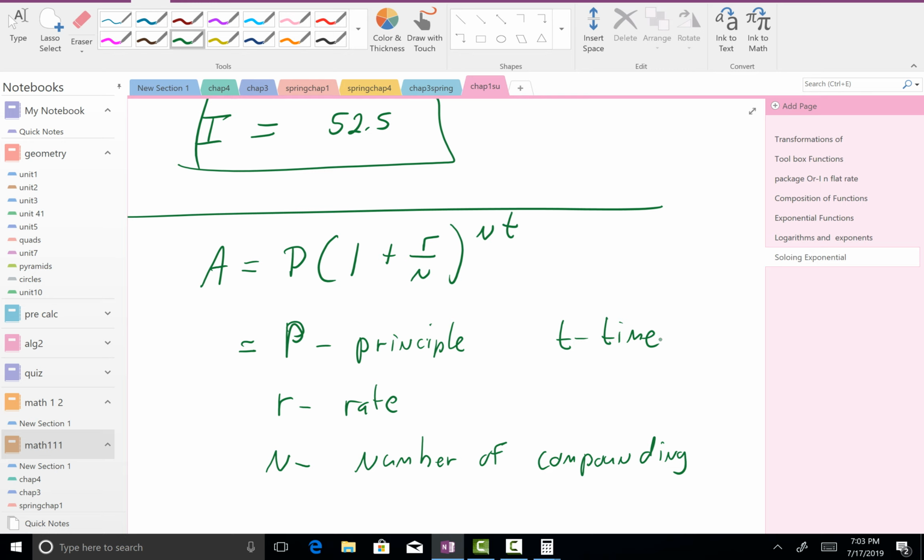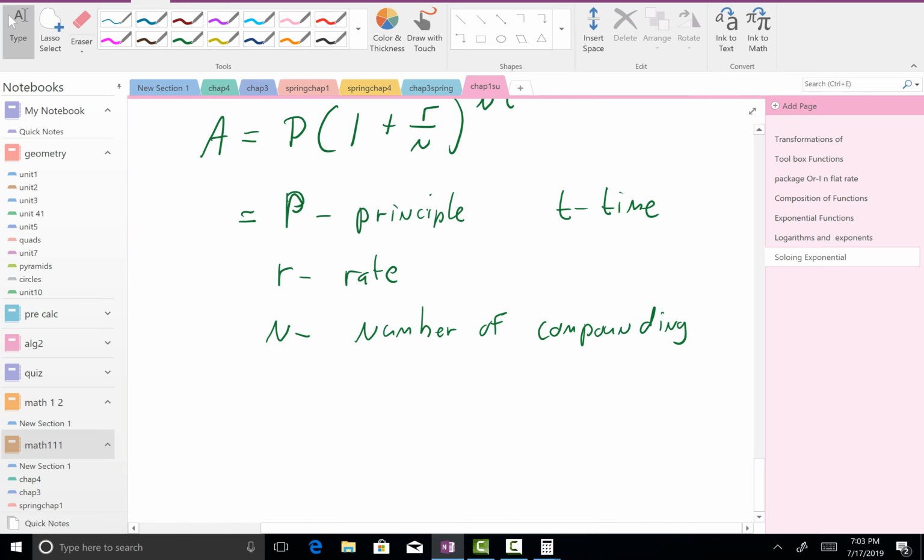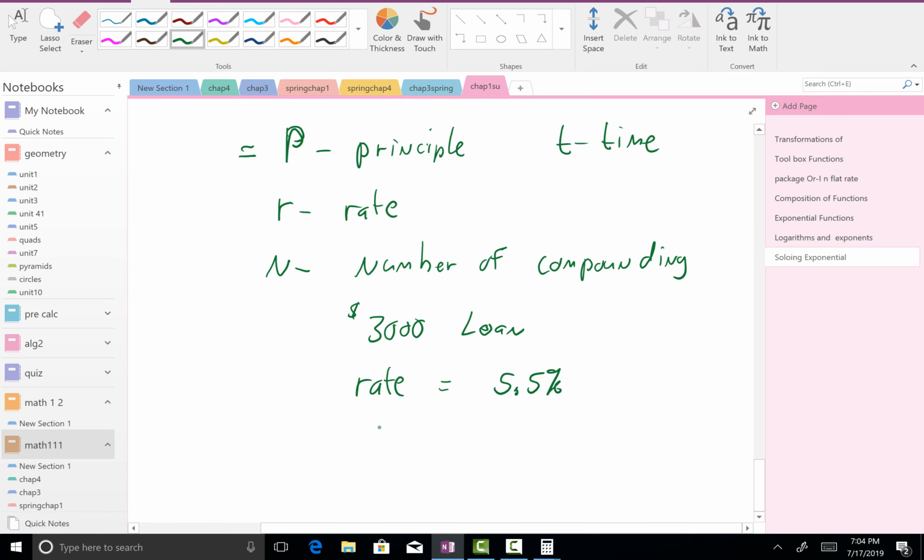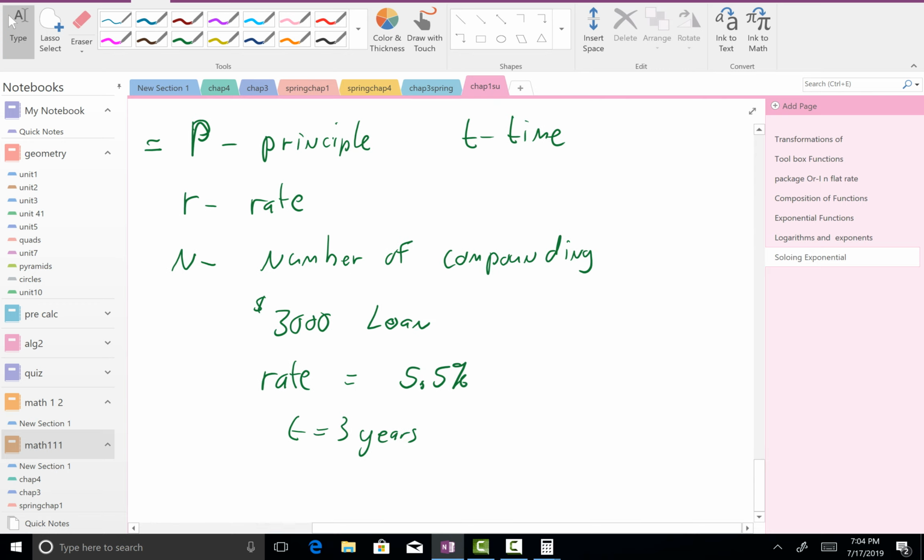So here, let's say we're going to do the same thing. So let's say we're going to go with $3,000. Okay, is what we're going to look at here. Our rate we'll say is 5.5%, something like that. All right. T, we'll look at it for 3 years. And we'll say that it's compounded monthly.